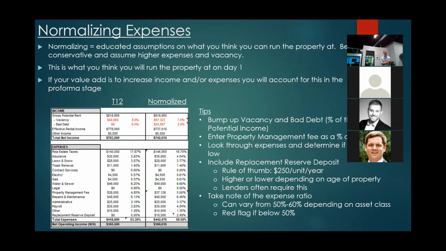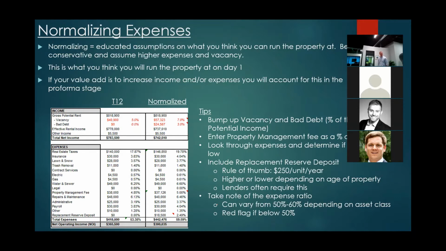Then you can go in and start combing through the expenses. Like if you have a property management fee, you can input that in there. You can look line by line and determine maybe there are some expenses that should be higher that look low, vice versa. This is the normalizing stage, when you're going to do that.